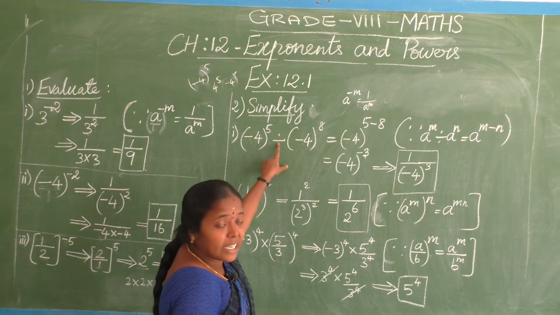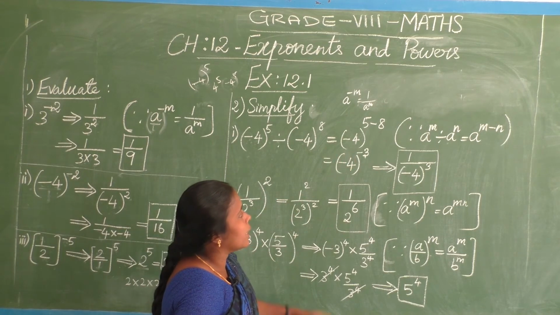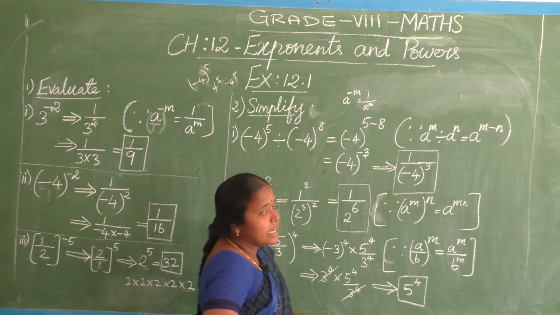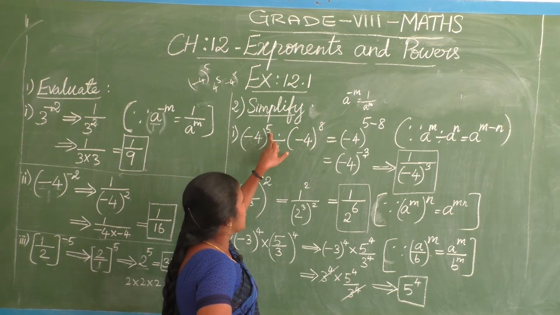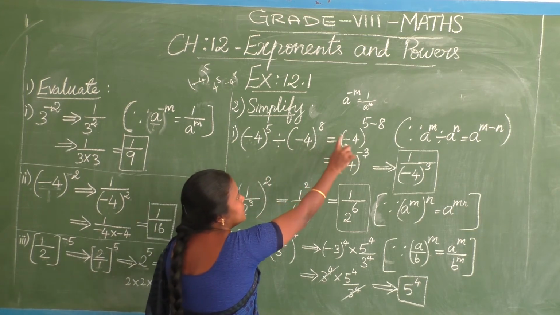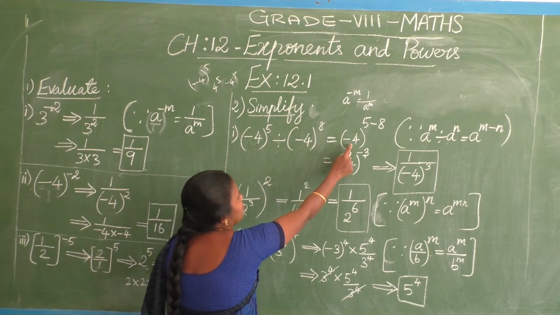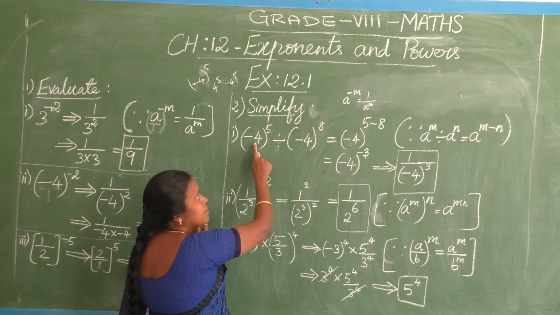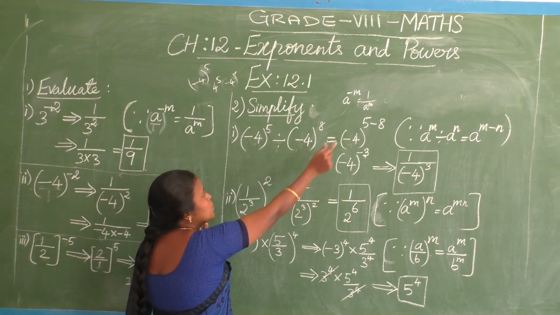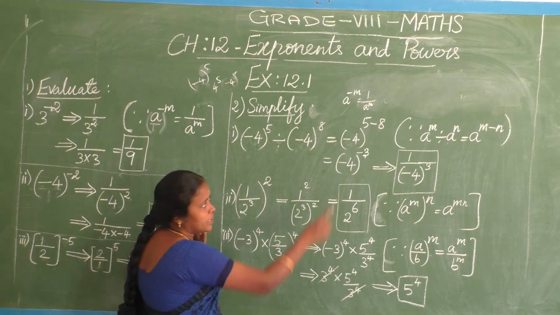Understood, children? In division, when the bases are the same, which formula is suitable? The second law only: a power m divided by a power n is equal to a power m minus n. Here a is minus 4, m is 5, n is 8. Using that law, we can write the given question in this form. In division, the bases are the same, so the powers can be subtracted. So minus 4 power 5 divided by minus 4 power 8 is equal to minus 4 the whole power 5 minus 8, according to the law.